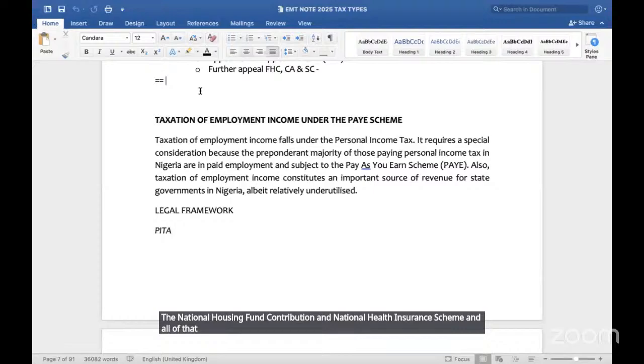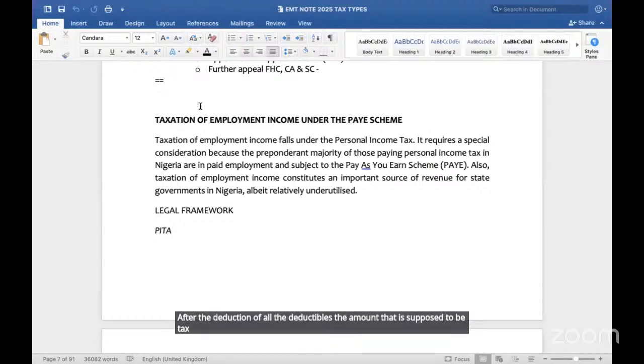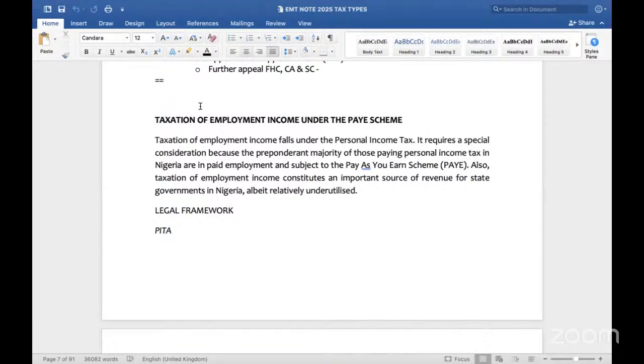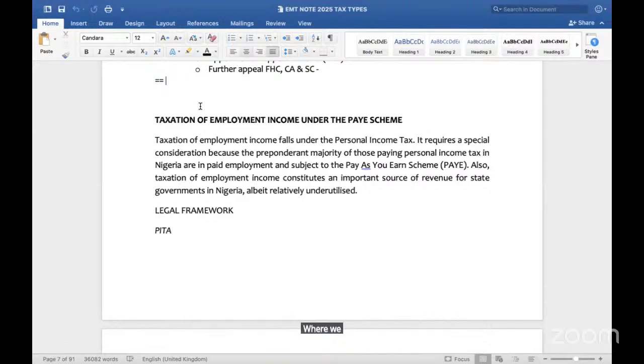And then we went on to the minimum tax. And you mentioned how after all the deductions have been made, after the deduction of all the deductibles, the amount that is supposed to be taxed, which is the chargeable income, will be taxed according to, sorry, I'm trying to remember this section, but I think it's the sixth schedule of PITA, where we have the first 300,000 at 7%, next 300,000 at 11%, and so on from there.